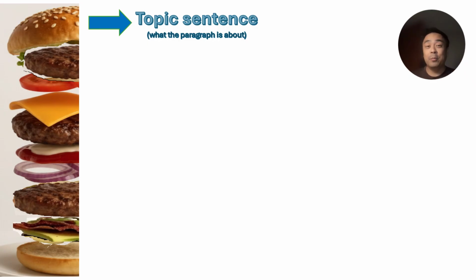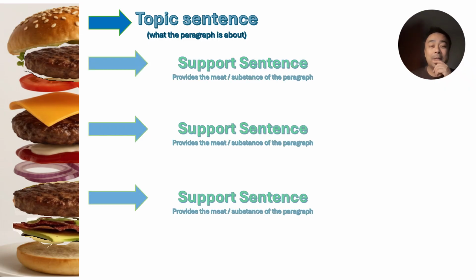Then in our hamburger, we like to have some meat. If you're a meat eater, this is great. The support sentences provide the meat or the substance of the paragraph. Sometimes you'll write a paragraph where you have two burger patties or two ideas about the topic sentence. And other times you might be asked to provide three different ideas related to the topic sentence.